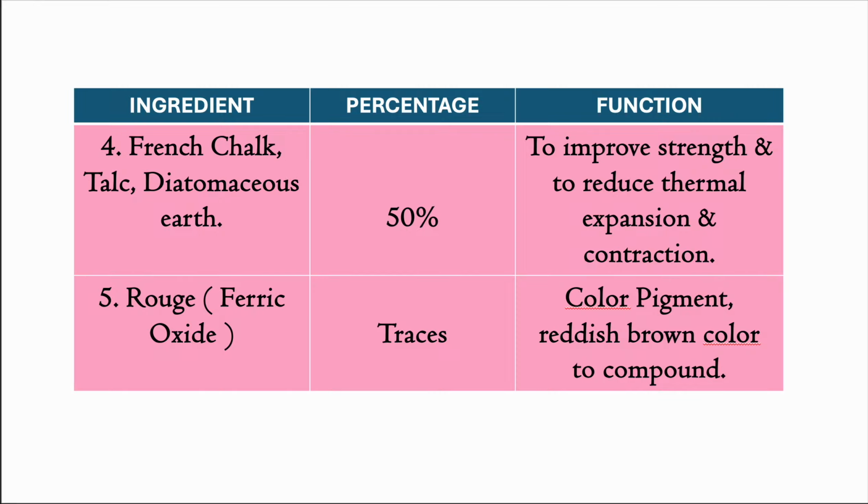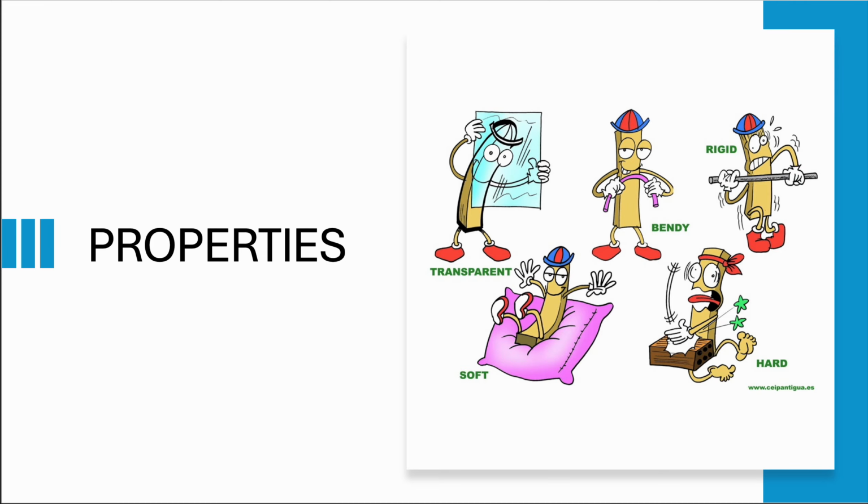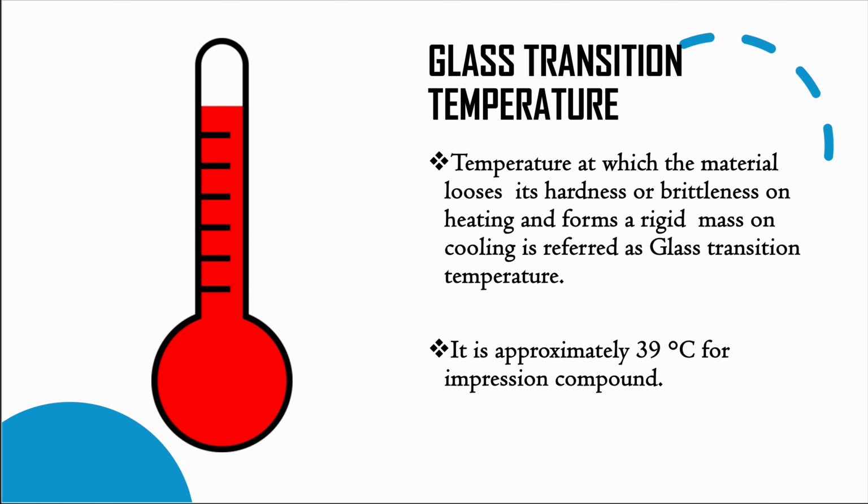Next is French chalk, talc and diatomaceous earth, that is the major constituent. It consists of almost 50%. It improves the strength and reduces thermal expansion and contraction. Rouge, that is basically ferric oxide, is found in traces in the compound. It is a coloring pigment which is reddish brown in color, that gives that color to the impression compound. Now we'll see the various properties.